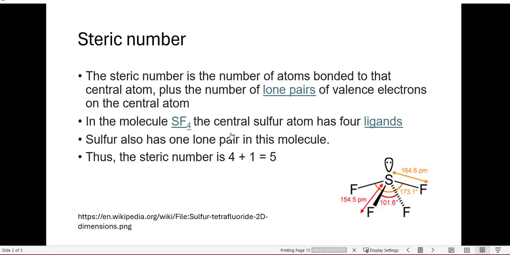In this molecule, SF4, in the formula we don't see it. You have to do the Lewis dot structure, and then you would see you have one lone pair. So we have five things around it. All right, so that's the main thing.